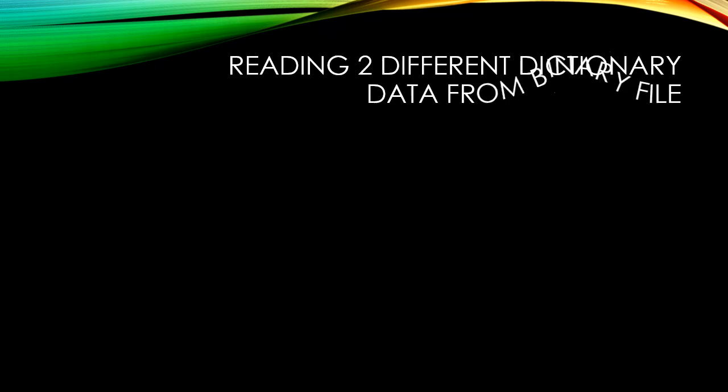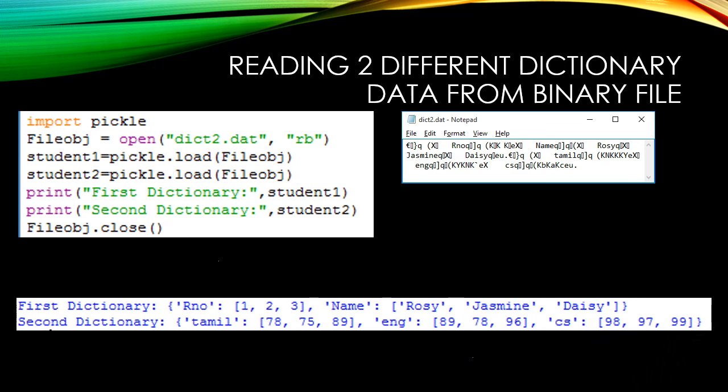Read it the same way using the load method. Student1 equals pickle.load of the file object for the file dict2.dat. So the first dictionary will be stored in the student1 variable and the second dictionary will be stored in the student2 variable. So now we can display that, and we can see the content.